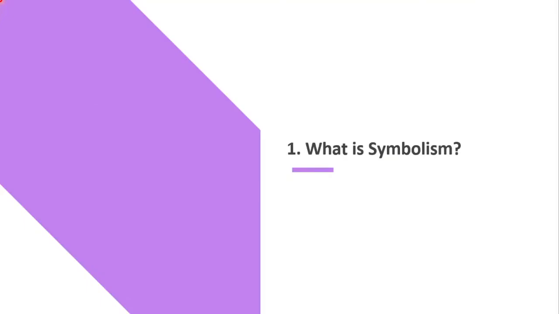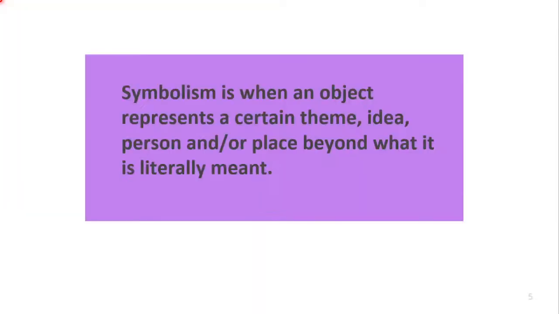So, what actually is symbolism? Well, I'm glad you asked, because symbolism is when an object represents a certain theme, idea, person, and or place beyond what is literally meant. I'll read that again. Symbolism is when an object represents a certain theme, idea, person, and or place beyond what is literally meant.